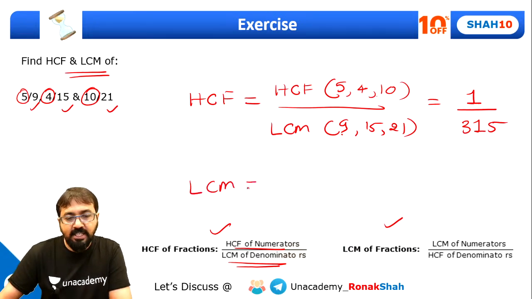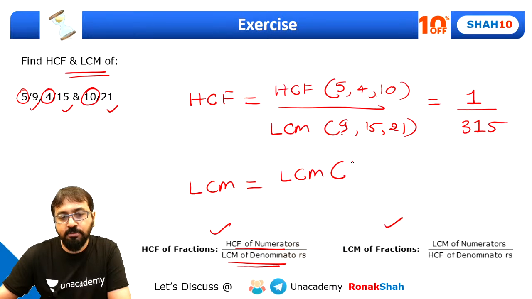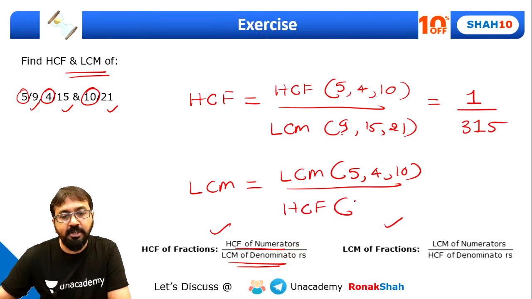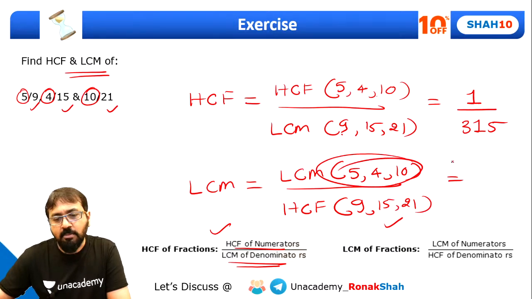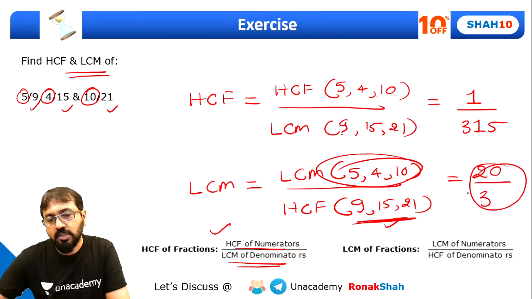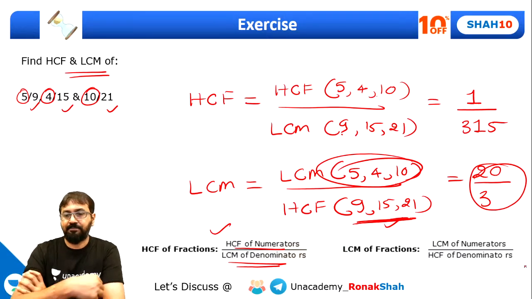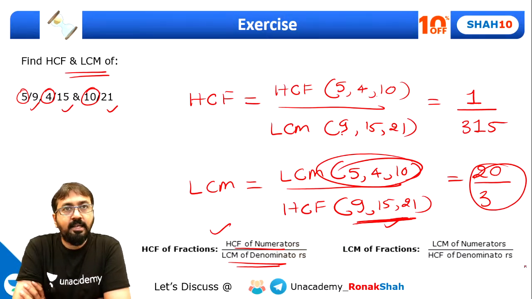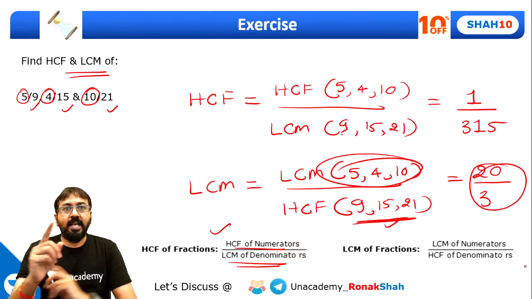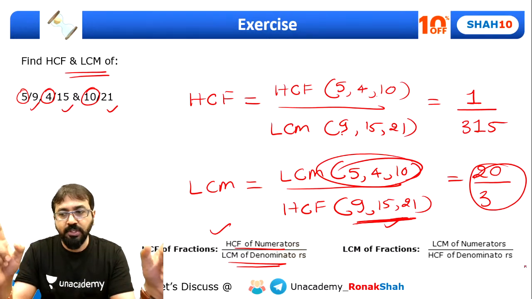Same way, if you want to find out LCM, you will have to find out LCM of numerators, that is 5, 4 and 10, divided by HCF of denominators. So what is the HCF of denominators? It's the HCF of 9, 15 and 21. The LCM can be found by looking at common multiples, it is 20. The highest common factor is 3. So this is the LCM of fractions. Yes, can you all do it this way? Everyone, okay? Now I'm displaying certain questions here on the screen.